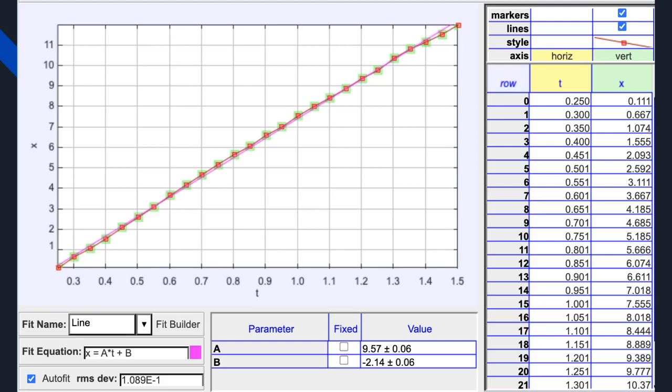And then I used Tracker, and it produced a model for the car's motion, and it's pretty linear, so it means the car was moving at a pretty constant velocity.